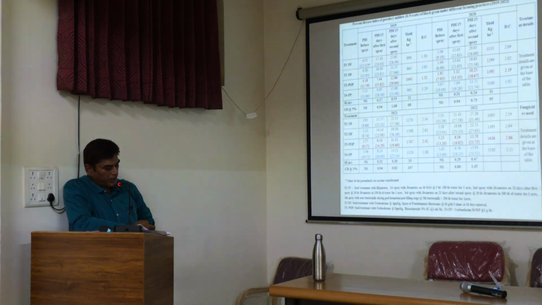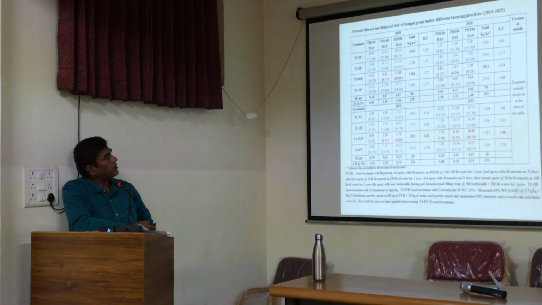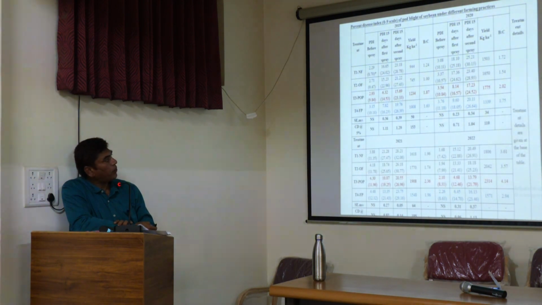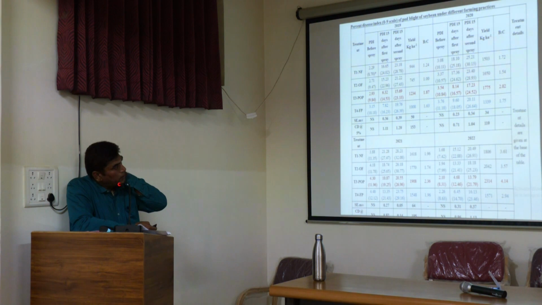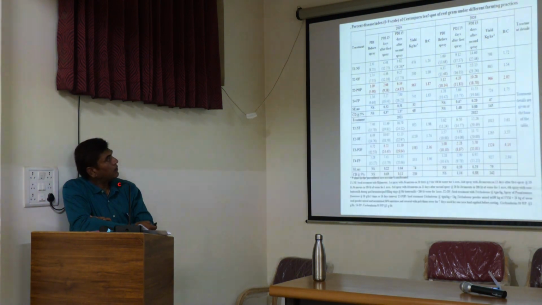So package of practice is giving good results. These are the photographs of different treatments. In case of Bengal gram, that is soil-borne wilt disease, again our package of practice is giving good results, followed by organic farming. In case of soybean pod blight, caused by Cercospora, over the 4 years the package of practice is giving good results, followed by organic practice, and third one is natural farming.